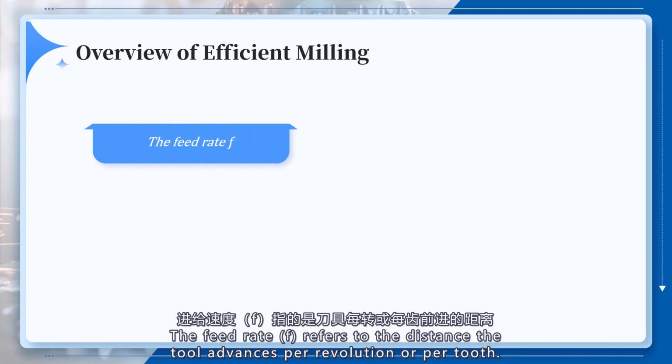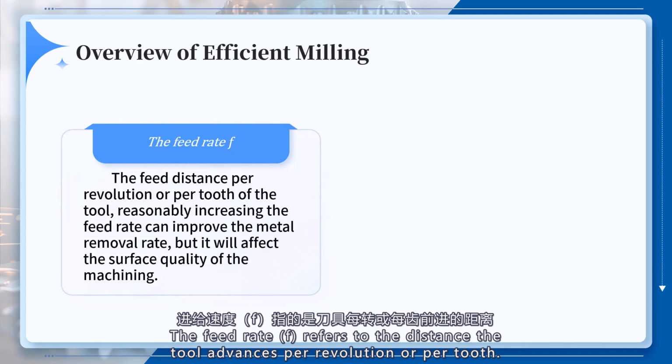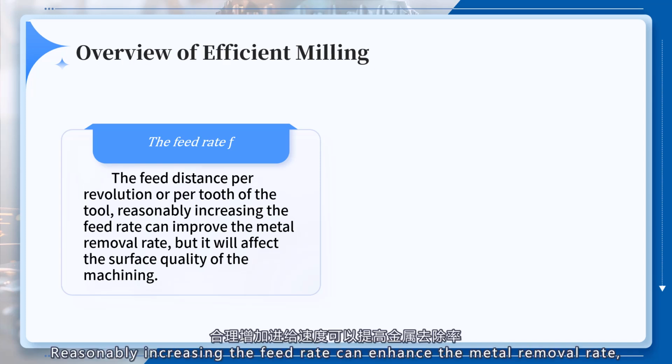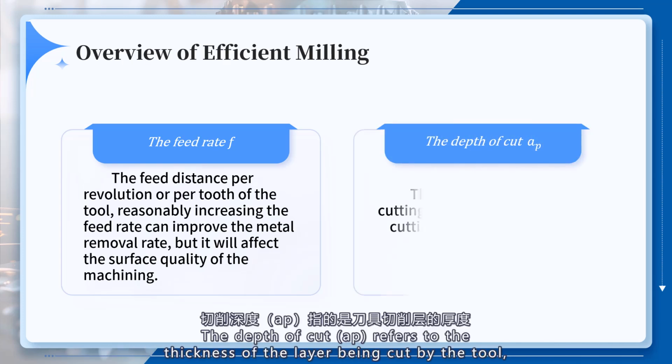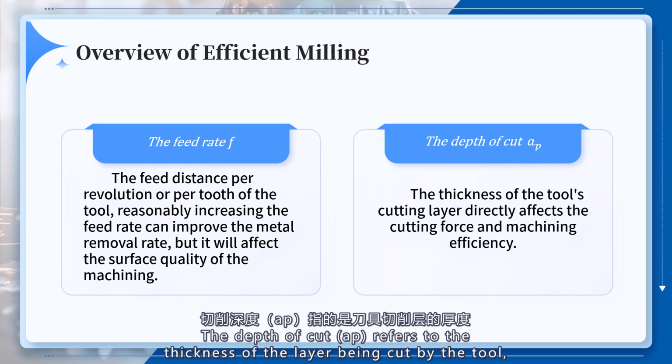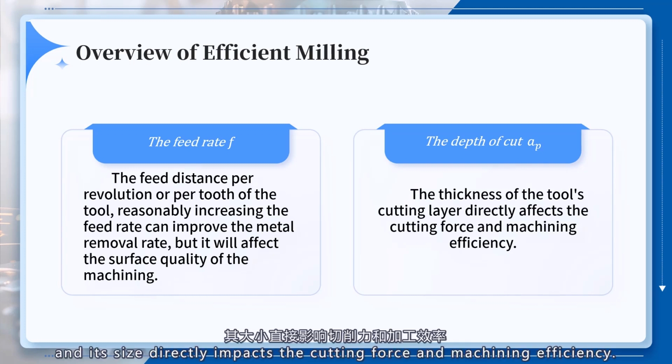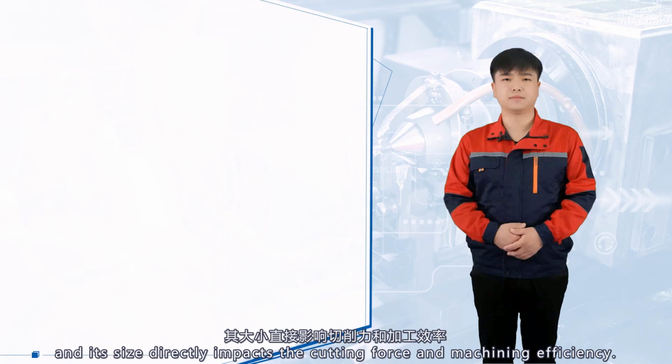The feed rate F refers to the distance the tool advances per revolution or per tooth. Reasonably increasing the feed rate can enhance the metal removal rate, but it may also affect the surface quality of the machining. The depth of cut AP refers to the thickness of the layer being cut by the tool, and its size directly impacts the cutting force and the machining efficiency.